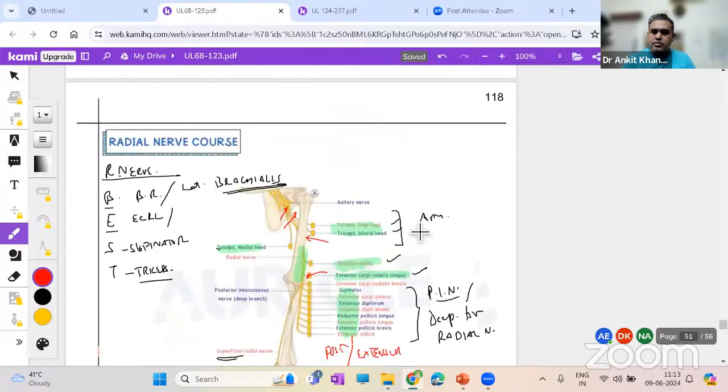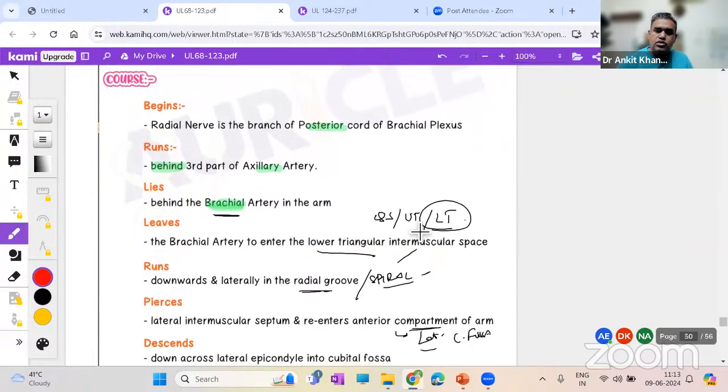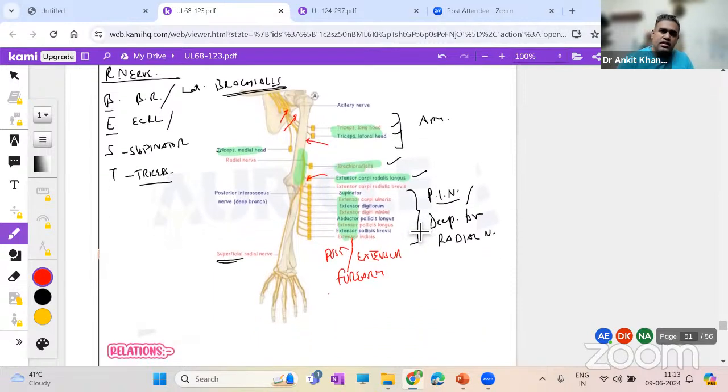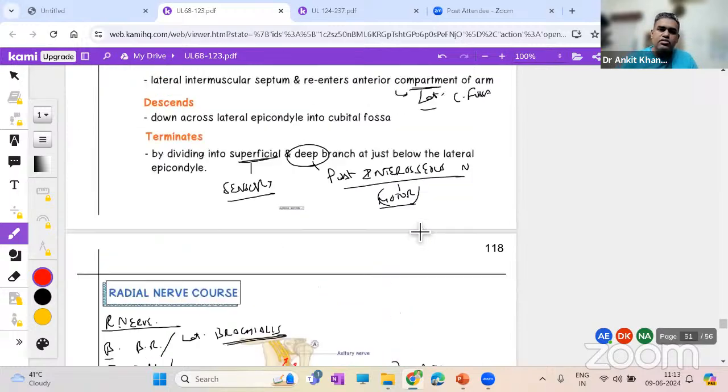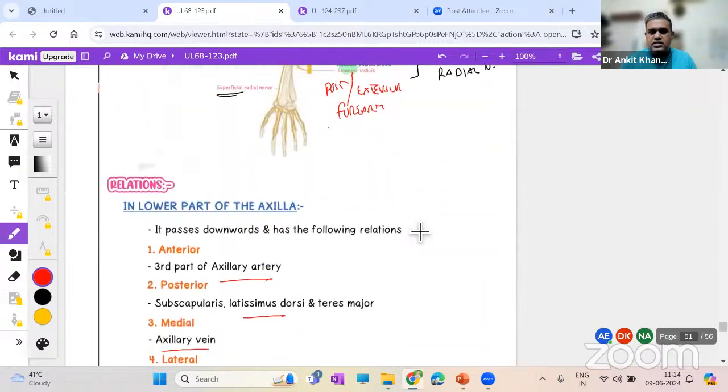If a question comes to you like radial nerve, you start with some introduction, root value, and then try to add as much as possible. For course, you can even draw the nerve, and then think, okay, in the axilla it is going like this, in the arm it is like this. Which muscles or which spaces can it pass? Then where it is in the forearm, what are the different branches, and try to expand it during the course. And relations are not that difficult.